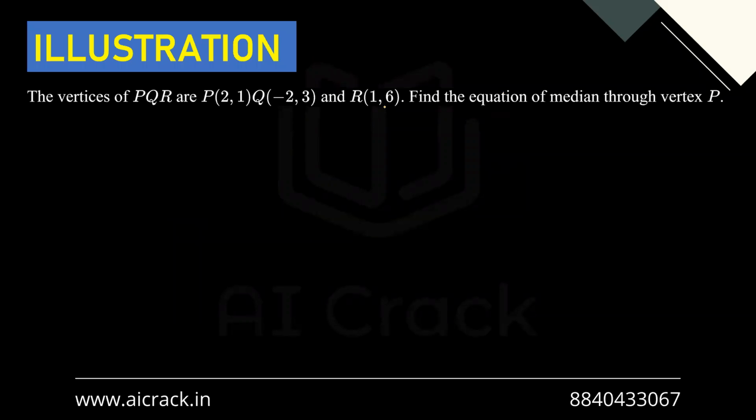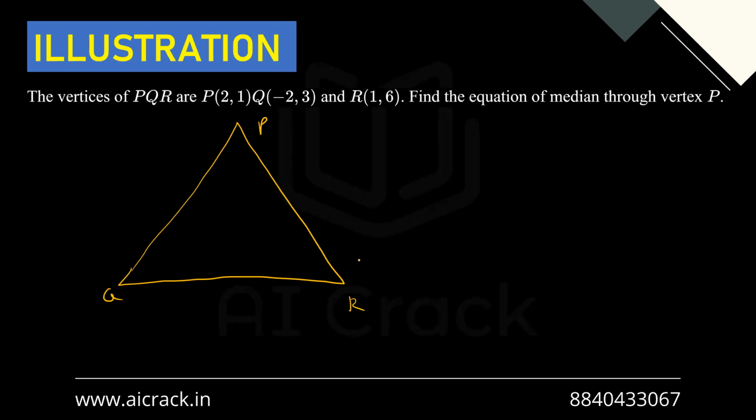Now let's look at one example. The vertices of PQR are P (2, 1), Q and R as given. Find the equation of the median through vertex P. So before starting with the question, always have the thought process of having the slope and the point. That's all you need. P is (2, 1) over here, Q is (minus 2, 3), and R is (1, 6).